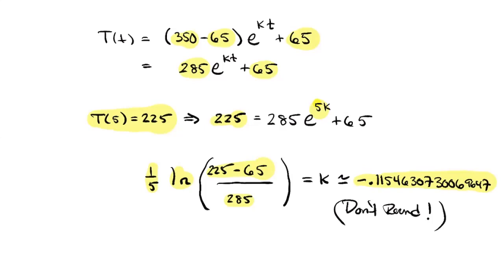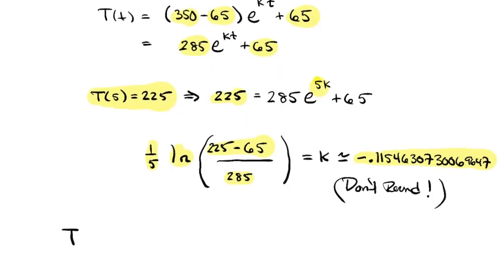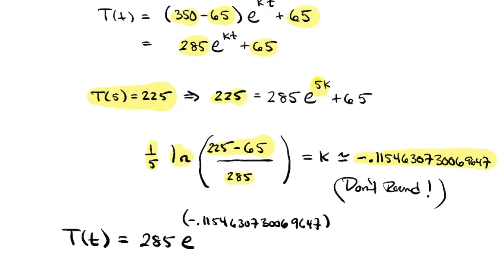Okay, so now we can write our final function. The temperature of these brownies at time t is 285 times e to that k. So I'm going to take my own advice and write 11546307. I know it seems ridiculous, but I'm just going to write this to emphasize that it's very sensitive to round off error. If you are going to round it, use at least 6 places. That's the number I multiply by t, and then I add 65.